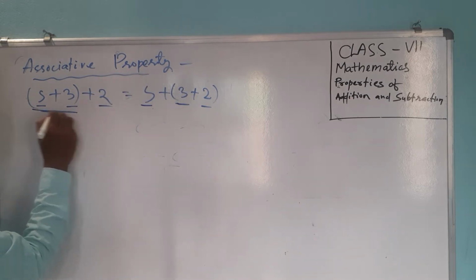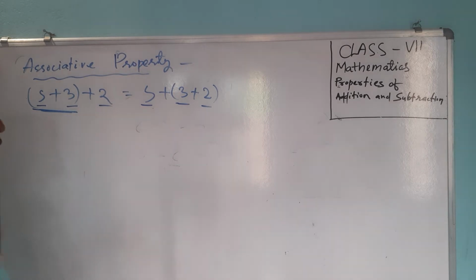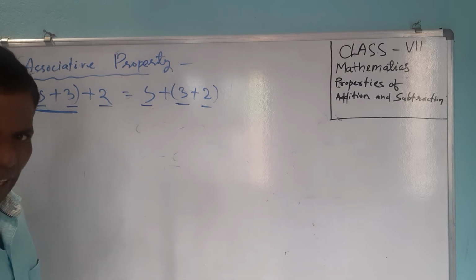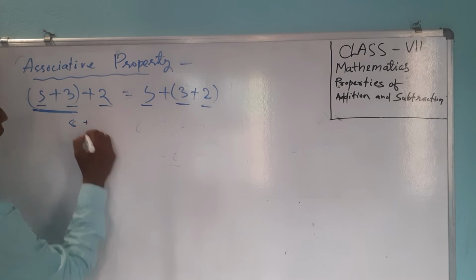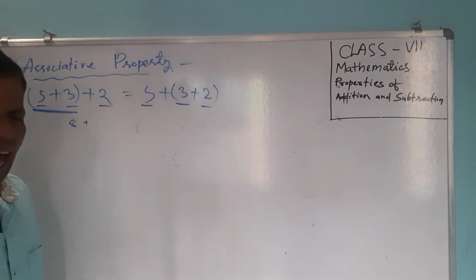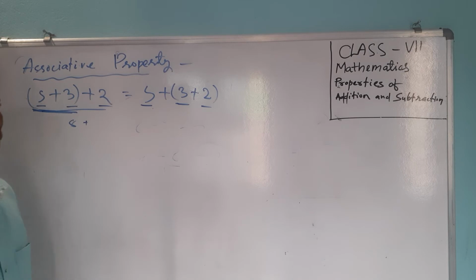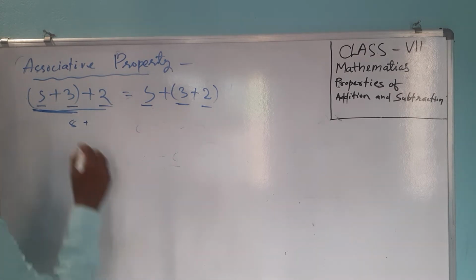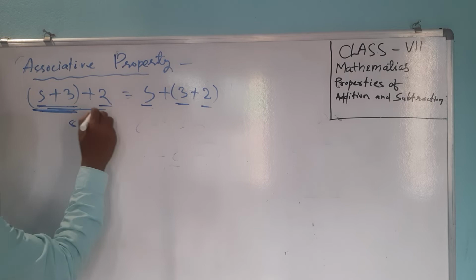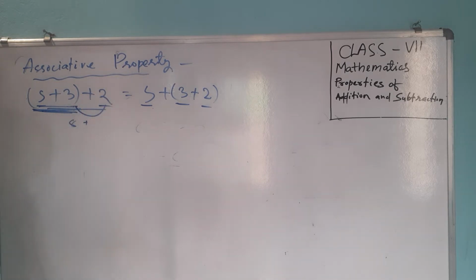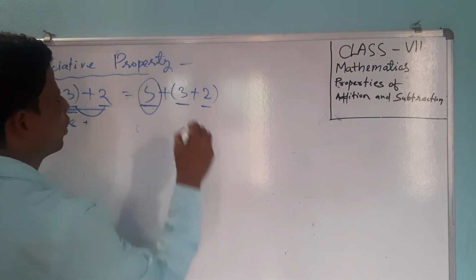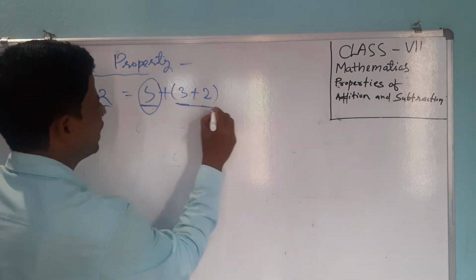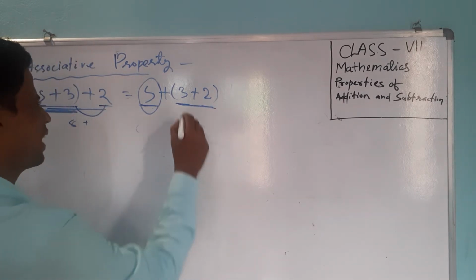First I grouped these two, means I have to add 5 plus 3, then I will get an answer, that is 8, then 8 plus 2. At a time I can't add these three numbers, that's why I have to group them, and first I grouped these two and then add with this. Again I left 5 alone here and I grouped 3 and 2 and add them.